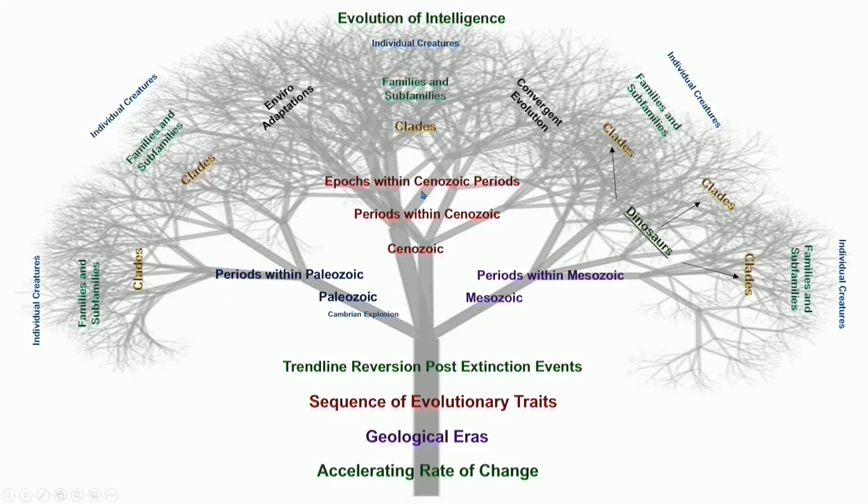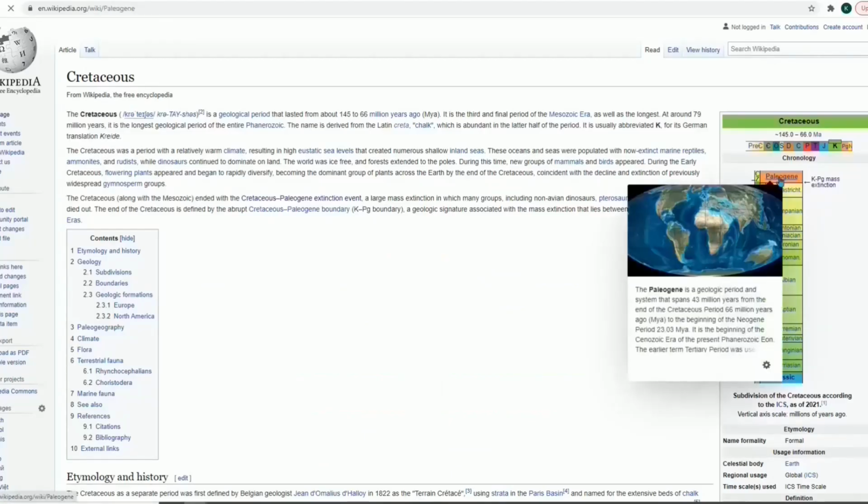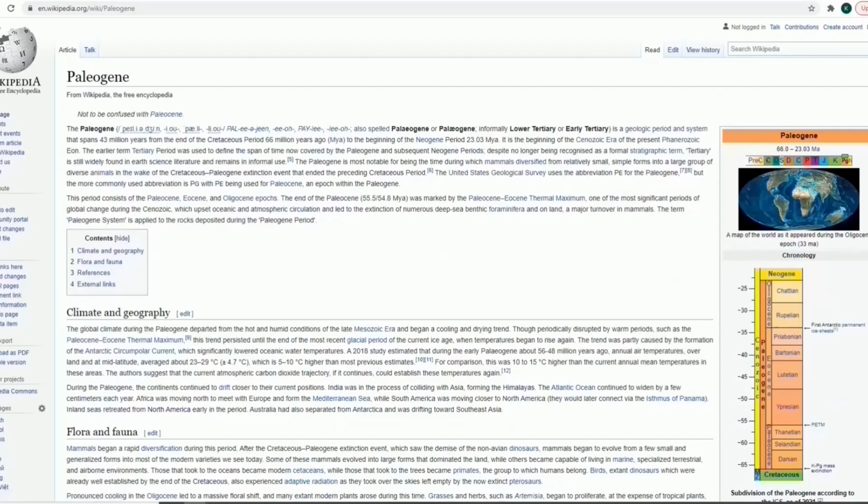So within the Cenozoic, we go through a similar process, but we'll also deviate and add something special on top because we're going to talk about the evolution of intelligence, and that should be understood within the context of the accelerating rate of evolution, the epochs, the clades, the families and subfamilies, and the environmental adaptations and convergent evolution that the Cenozoic really brings to the front because of the rate of evolution that we now see closer to the present.